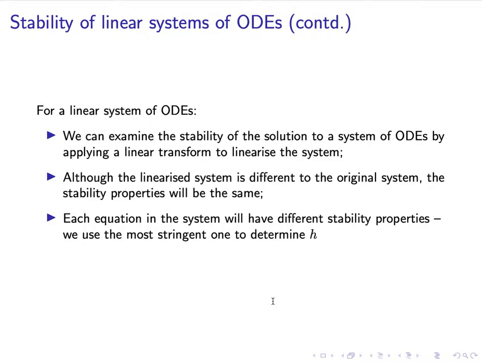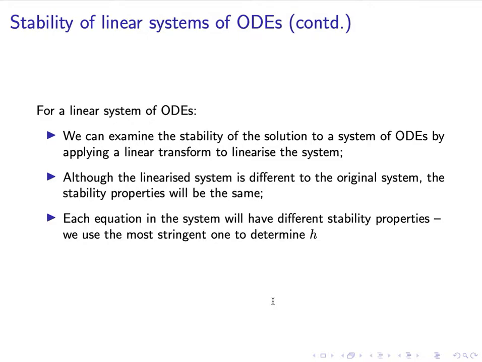So what we do when we're presented with a linear system of ODEs, we examine the stability of the solution of a system of ODEs by applying a linear transformation to linearize the system. Now this linearized system is different from the original system, so if we were to linearize it and solve it, we'd have a different solution. However, the stability properties will be the same, so if we're doing a stability analysis, it is the same as the original system.